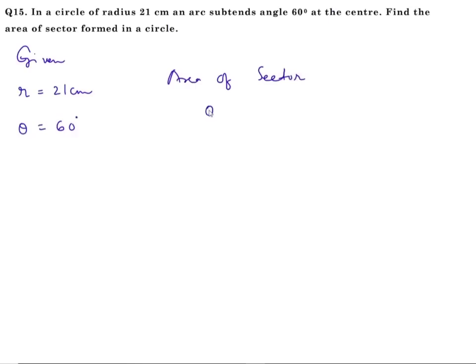Area of sector is theta by 360 into pi r square. Students, this is the question from the unit areas related to circle. So what is the theta value? 60 by 360 into pi value, which is 22 by 7. Radius is 21, that is r square is 21 into 21.